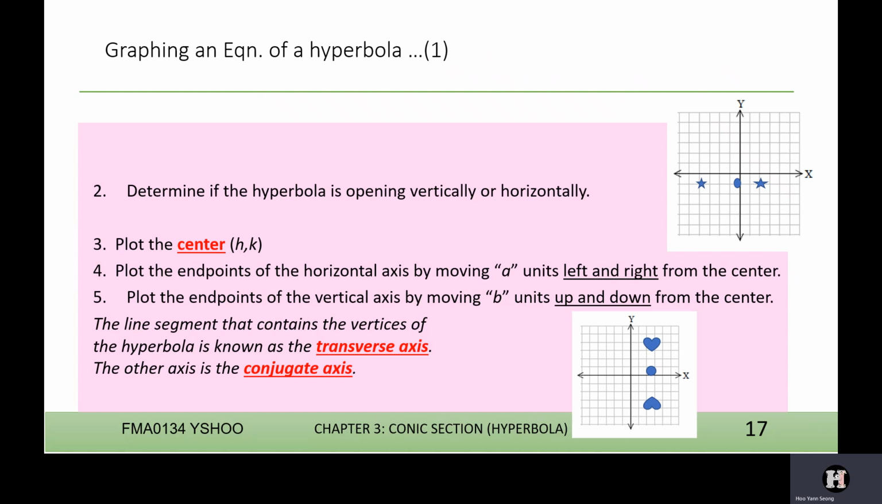Then here we need to recall what is called the transverse axis. The transverse axis is the segment joining the vertices and the center. For the horizontal case, this is the transverse axis. So the transverse axis does not necessarily have to be parallel to your x-axis. It depends on the shape of your hyperbola.